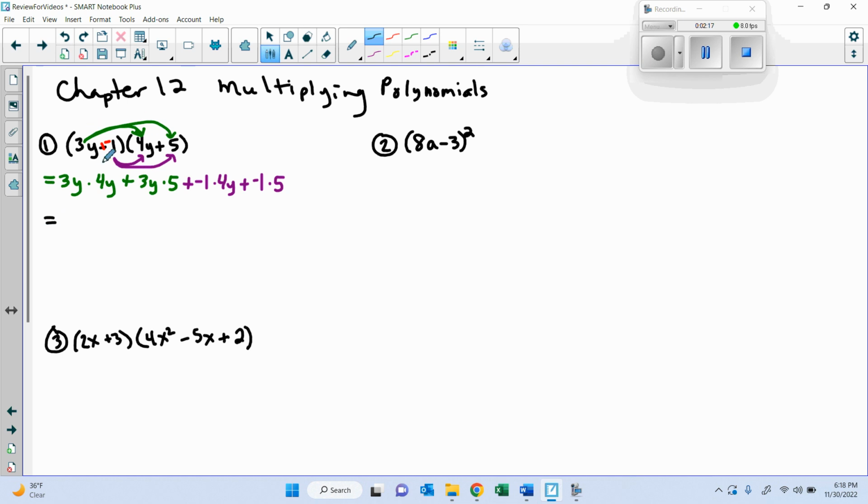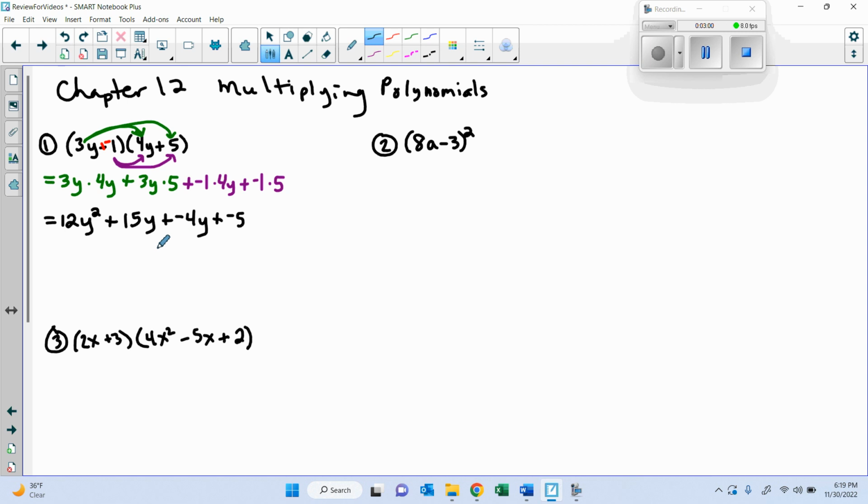You just need a method to make sure you keep track that you took each thing in the front times each thing in the second polynomial. So I have 3y times 4y. So 3 times 4 is 12. And y times y is y squared. We should know that one very well by now. Plus 3y times 5 would be 15y. Plus -1 times 4y is just going to make it a -4y. Plus a -1 times 5 is -5.